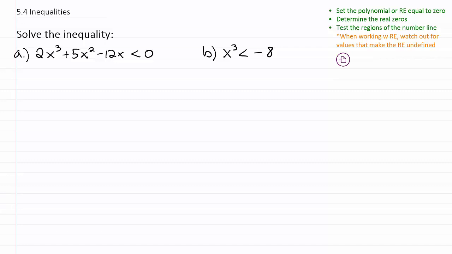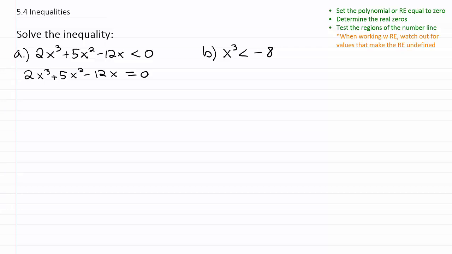Solve the inequality. All right, so we're looking at example A here, and it says 2x cubed plus 5x squared minus 12x is less than 0. So remember, we want to set it equal to 0 and try to solve for the 0. So we'll have 2x cubed plus 5x squared minus 12x is equal to 0. Then try to solve by factoring.